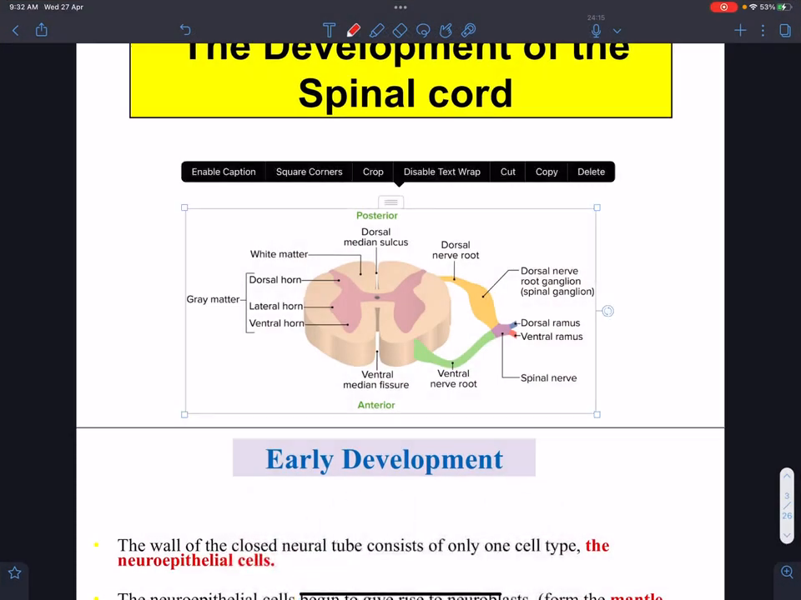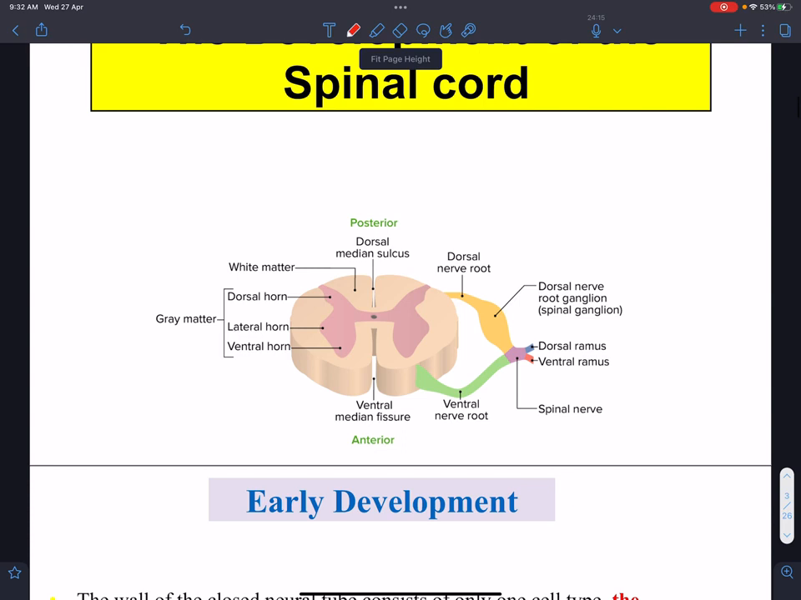All right, Bismillah. Let's do this. So, let's start with the development of the spinal cord and finish the subject.